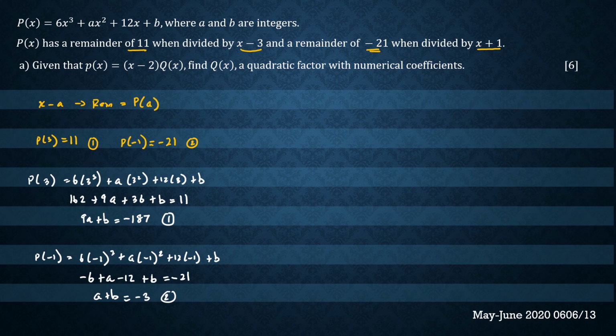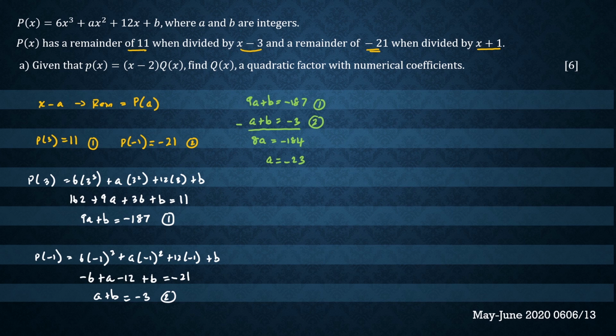So let's solve these simultaneous equations. We have 9a plus b equals negative 187, equation 1, and a plus b equals negative 3, equation 2. The simplest way here will be to subtract the equations. So 9a minus a is 8a, b minus b is 0, and negative 187 plus 3 will be negative 184. So in this case, a will be equal to negative 23.